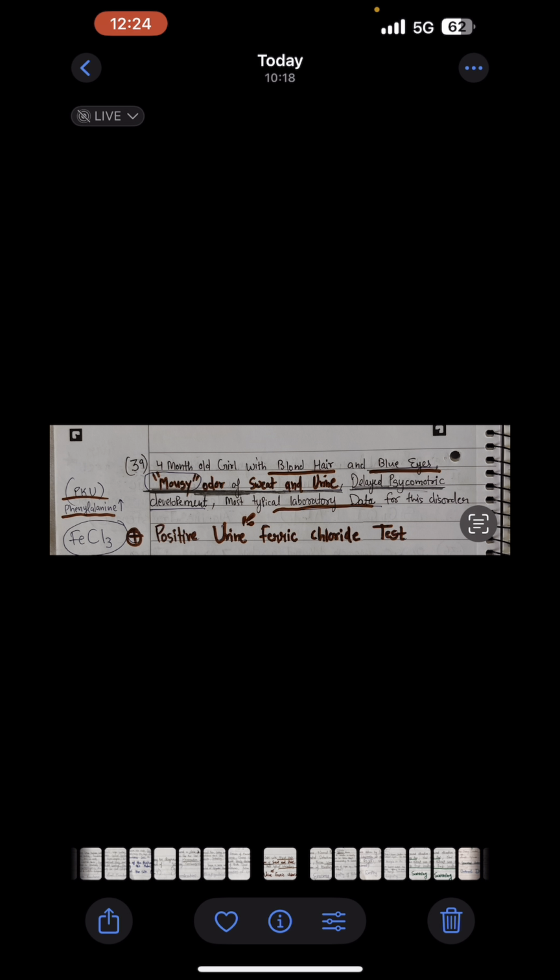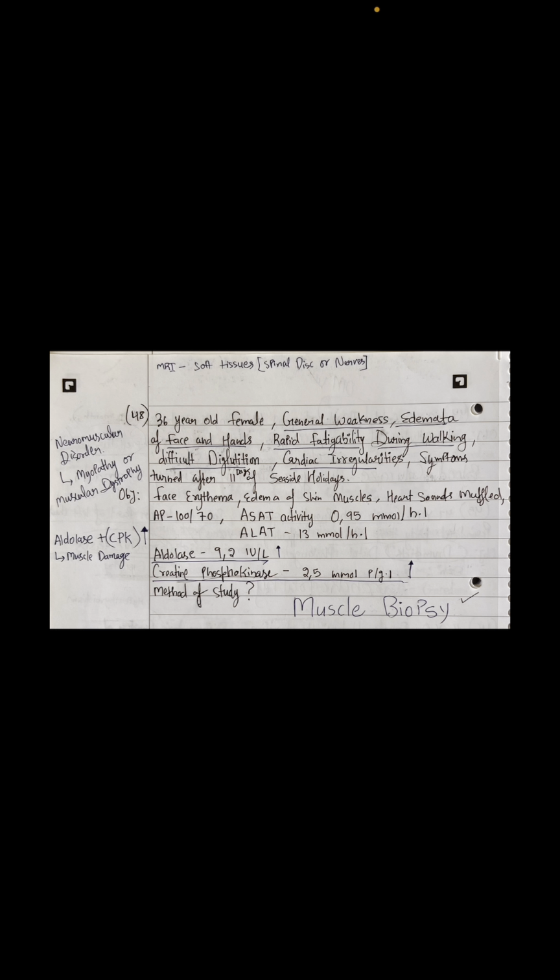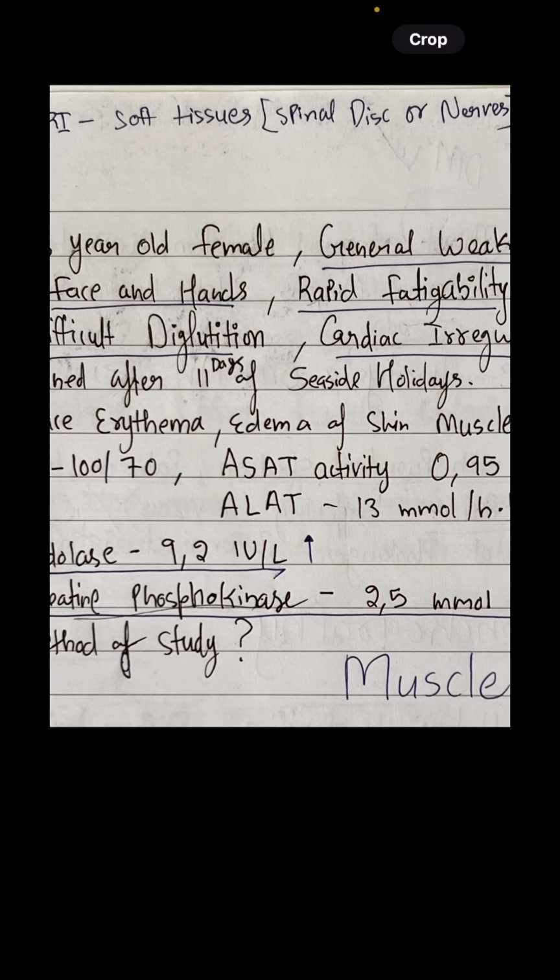Next question. A 36-year-old female has general weakness, edema of the face and hands, rapid fatigability during walking, difficult deglutition, and cardiac irregularities. Symptoms appeared after 11 days of a seaside holiday. So nothing important yet in the question. Face erythema, edema of the shin, muscle and hand. So let's see. ALT and AST are given. Aldolase is given. Creatine phosphokinase is given. According to me, this is the most important finding of the question.